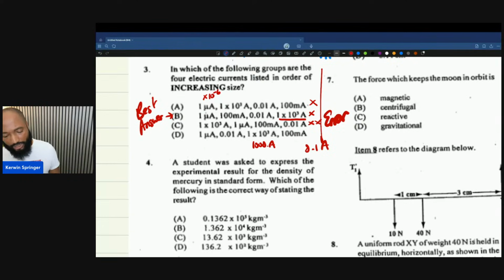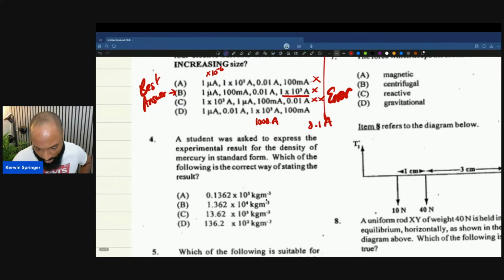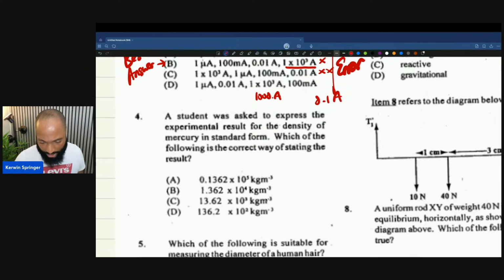So number 4, a student was asked to express the experimental result for the density of the mercury in standard form. Which of the following is the correct way of stating it? All right, well, this one is easy. We want this number to always be between 1 and 9. So these numbers are not between 1 and 9, so the answer is B.